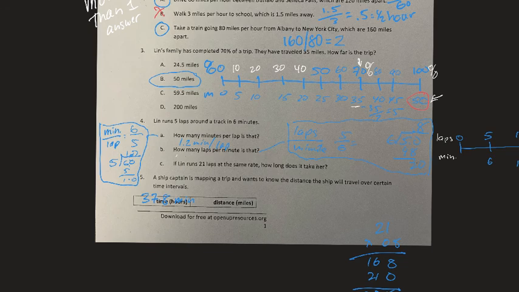How many laps per minute? So now I'm flipping this over. I'm doing laps per minute now. So I'm dividing 5 laps by 6 minutes. And that's about point, I didn't write down the answer here, 0.8 laps per minute.